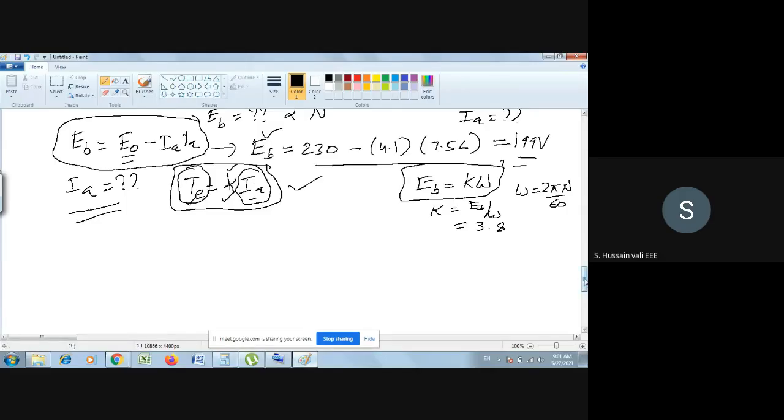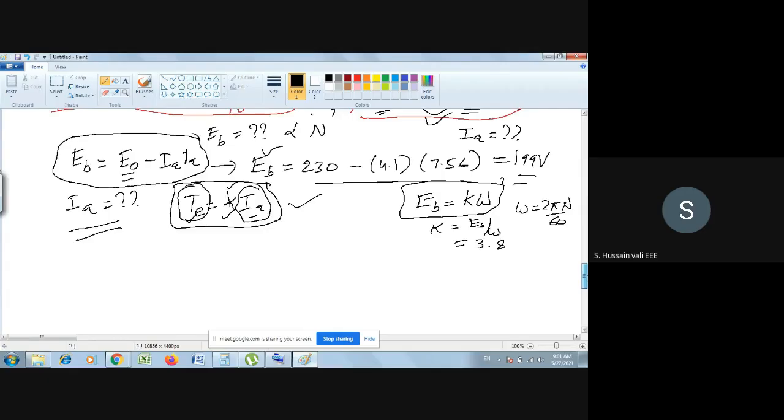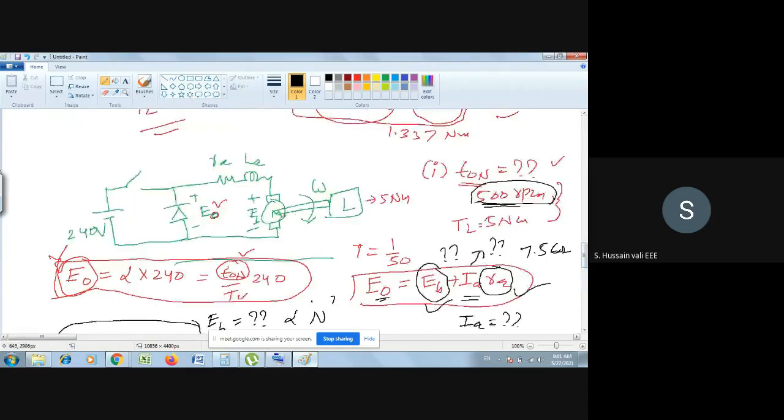We'll go back to this circuit diagram. Here you have TE, and here it is TL. Now what is the relationship between TE and TL? TE is equal to TL plus T losses. What are the T losses? T losses is nothing but torque because of rotational loss.